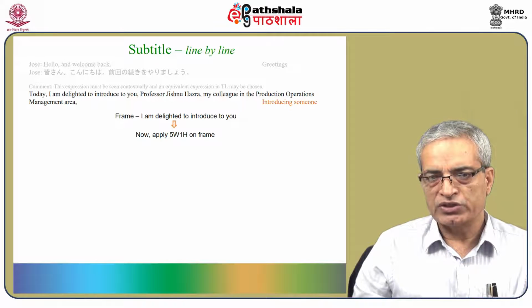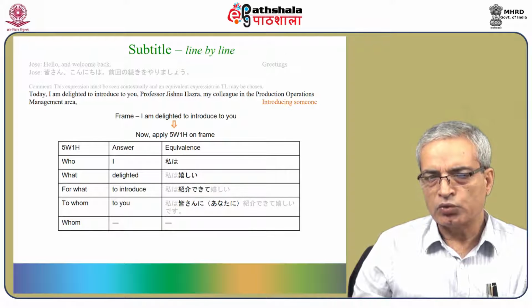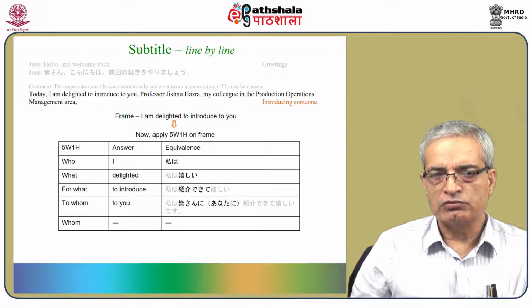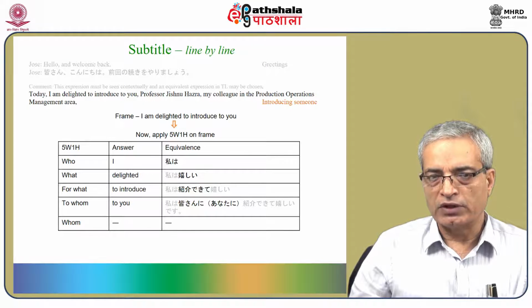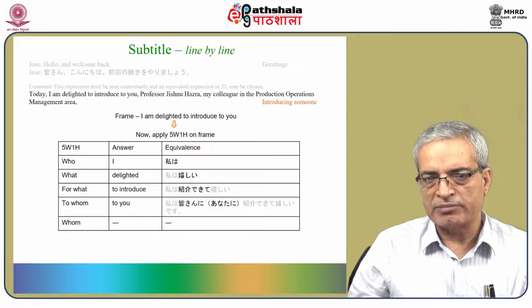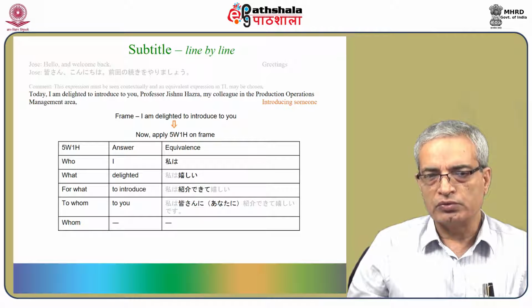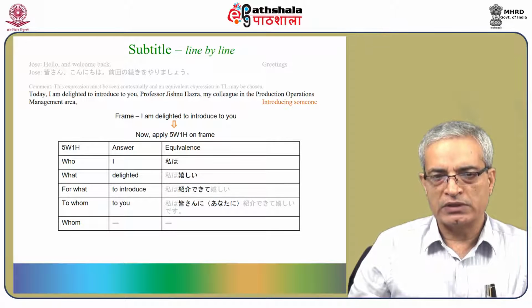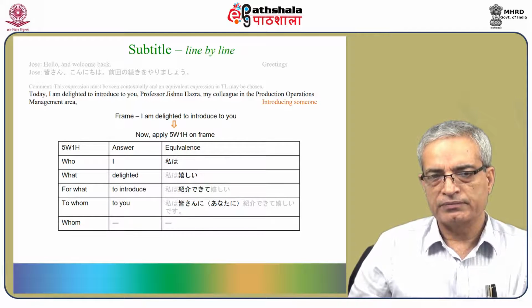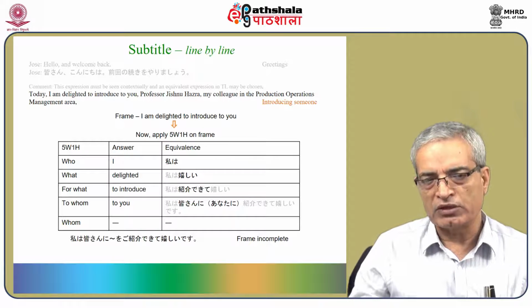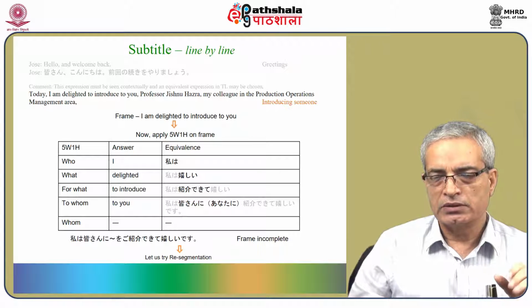by applying the 5W1H. See, when I say who, so I, watashi wa; what, delighted, so ureshi; for what? To introduce, shokai dekite. It can also be called shokai shite, but the way it is said in Japanese is shokai dekite. To whom? To you. So minasan ni. It could be to one person; in that case, it will be anata ni. And whom is an extra question asked. It doesn't have an equivalent. Now, if we connect all these elements, it comes as watashi wa minasan ni something o go shokai dekite ureshi desu. Not a very complete frame.